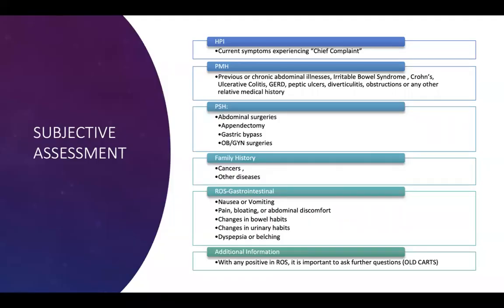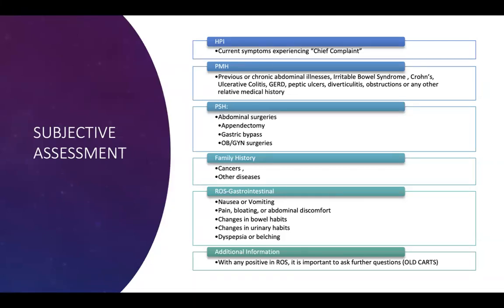First, we're going to start off with our subjective assessment. We're going to figure out what the patient's chief complaint is and why they're here in the clinic. Next, we're going to address their past medical history. We want to know about any past acute or chronic GI conditions that the patient may have experienced or been diagnosed with. This is going to help with differentiating what is currently going on with the patient.